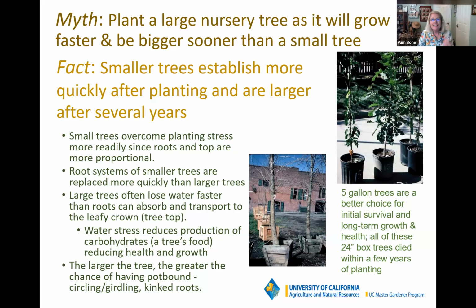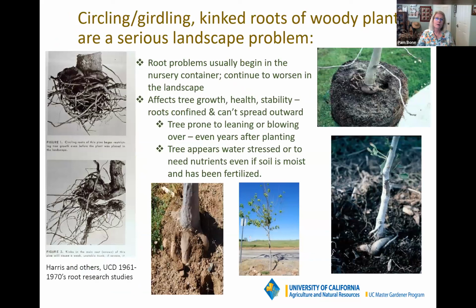So the last thing, though, that's really critical, the larger the tree, the greater the chance you're going to have pot-bound, circling, girdling, kinked roots. I'm going to show you a few in just a minute. So here is the problem. This is a serious, serious landscape problem. It starts in the nursery right here. You see these kinked, they call them J roots sometimes. They circle, they kink, they knot, they go round and round.